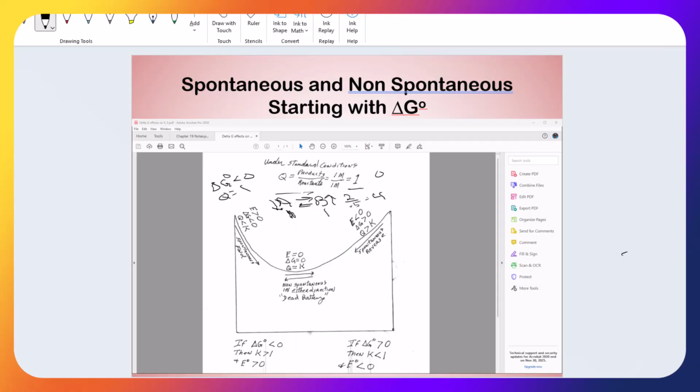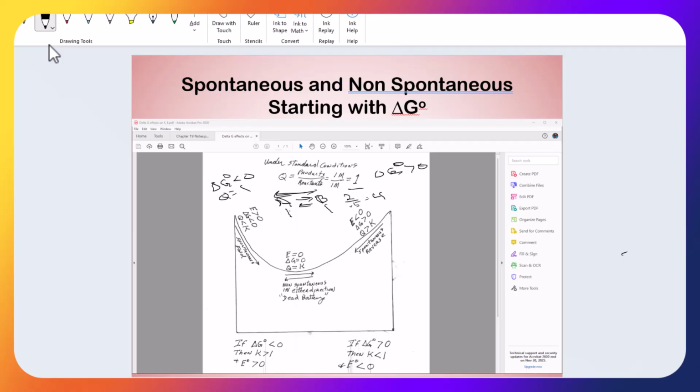over here, delta G naught is greater than 0, then it's non-spontaneous forward, it's spontaneous in reverse. So under that set of conditions, what's going to happen? Instead of having the reaction run in the forward direction, the reaction is going to run in the reverse direction. And remember, you start under standard conditions with Q equaling 1.